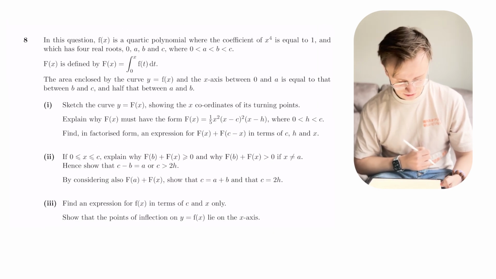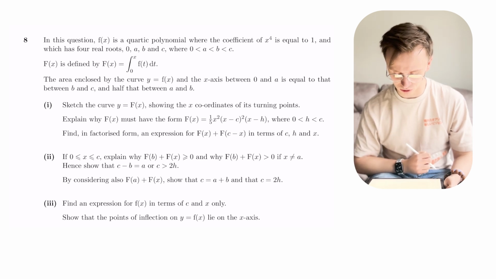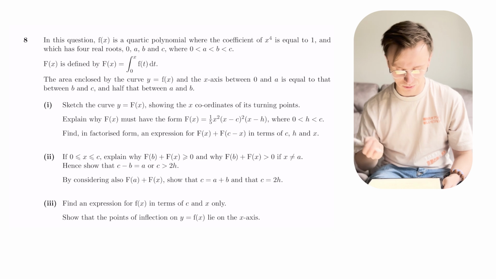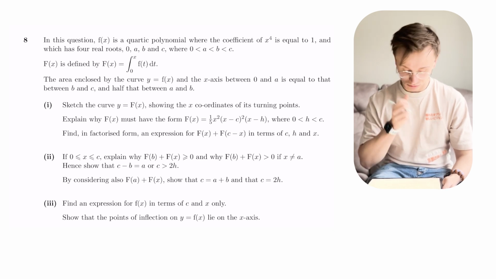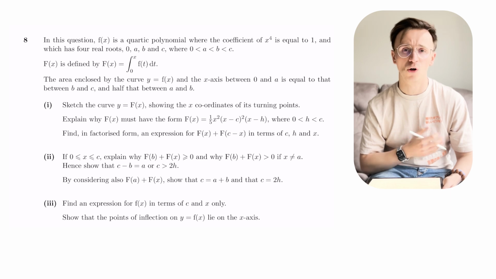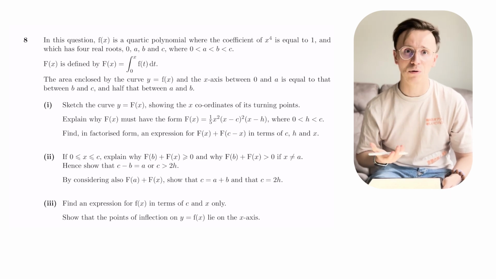Okay, question 8. In this question, f of x is a quartic polynomial where the coefficient of x to the 4 is equal to 1, has 4 roots 0, a, b and c. So, not too bad so far. I can kind of have an idea of what the polynomial looks like because I know what all the roots are, so I could write it out as a general equation.